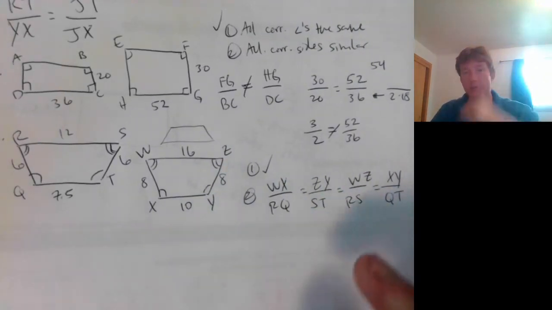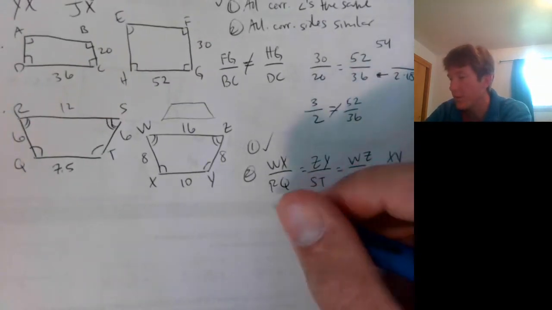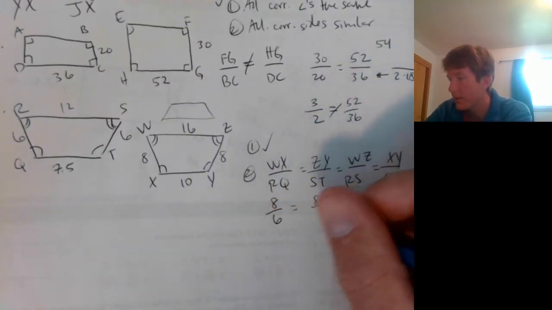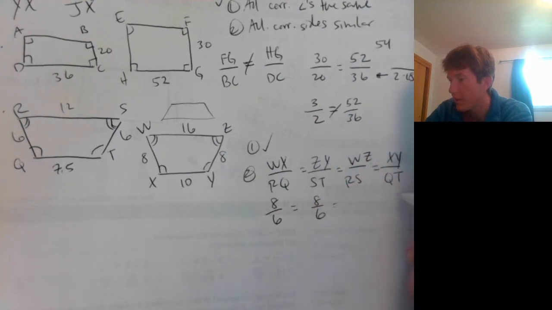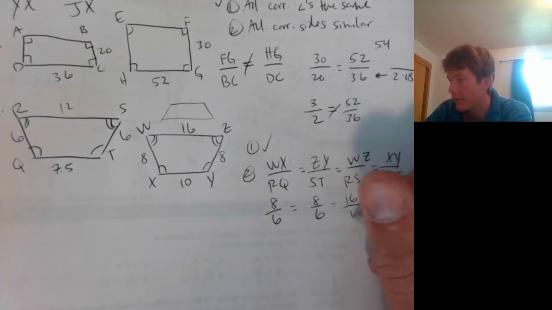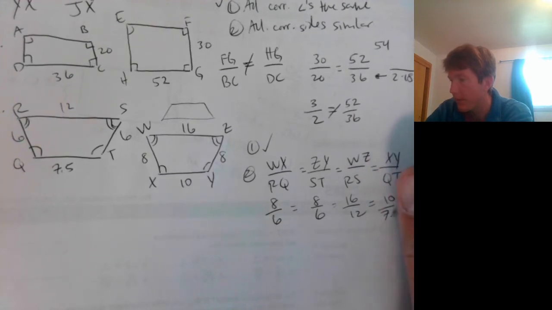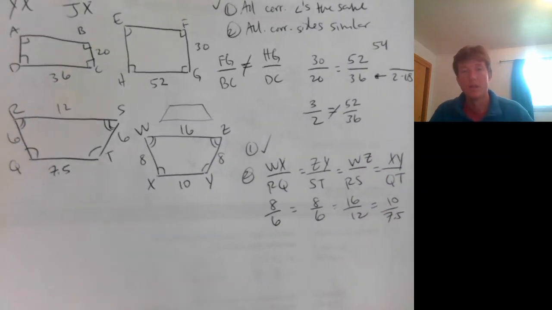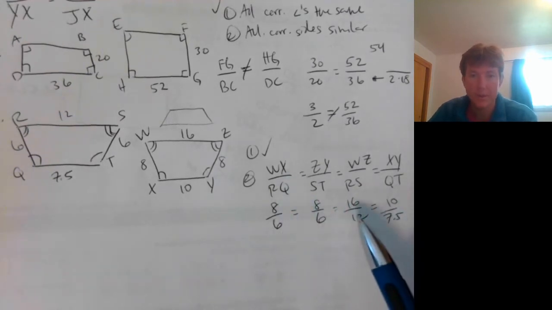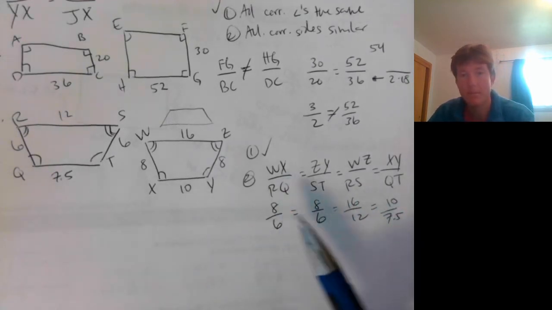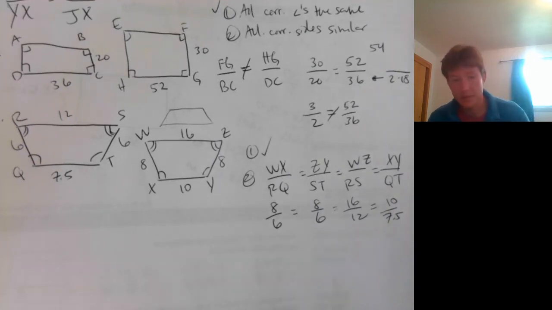These all need to have the same ratio. Let's fill in the numbers. 8 over 6 equals 8 over 6 equals 16 over 12 equals 10 over 7.5. I can see it right now. This is 4/3, 4/3, this is 4/3, and this is 4/3. Punch this in a calculator. You guys don't always need fractions. If you do 8 over 6, that should be 1.33. 16 over 12 is 1.33. 10 over 7.5 is 1.33. So they all have the same ratio.